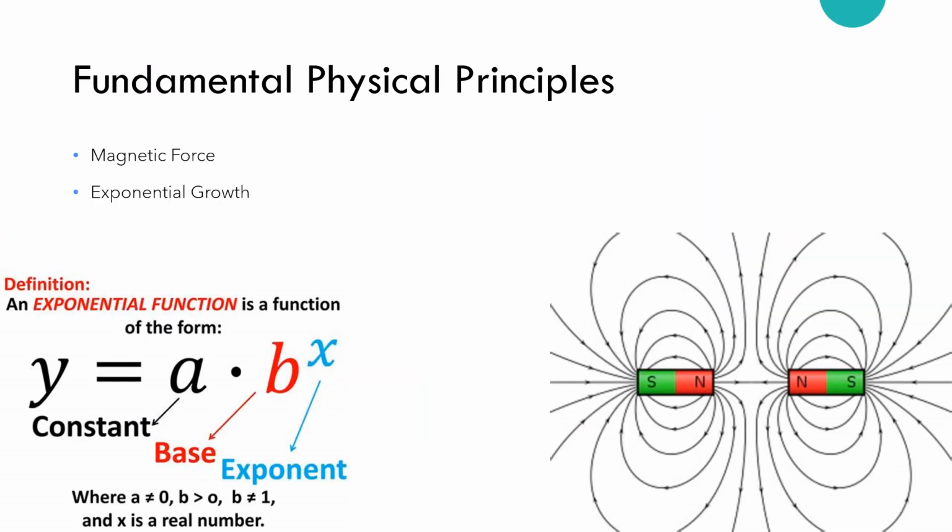Some fundamental physical principles you need to know in order to understand this are the magnetic force, shown in the bottom right, and exponential growth, as shown in the bottom left, because we will be linearizing an exponential equation. The main result of this lab will show that using these two fundamental physical principles, you can understand quantitatively how a bar magnet works and calculate the physical constants around it.